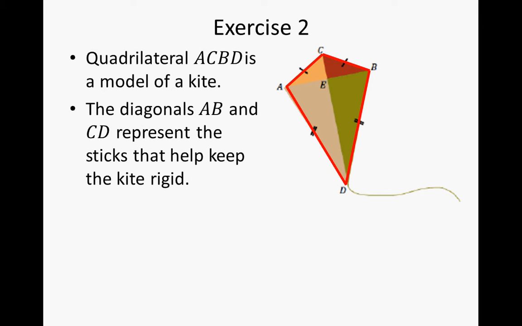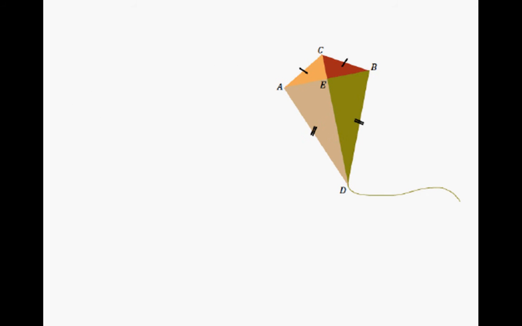So now the diagonals AB and CD, and notice that I'm putting this in blue, represent the sticks that help keep the kite rigid. So the blue highlighted lines are our diagonals. They cut across the kite and join the two corresponding angles. All right, so let's start over.